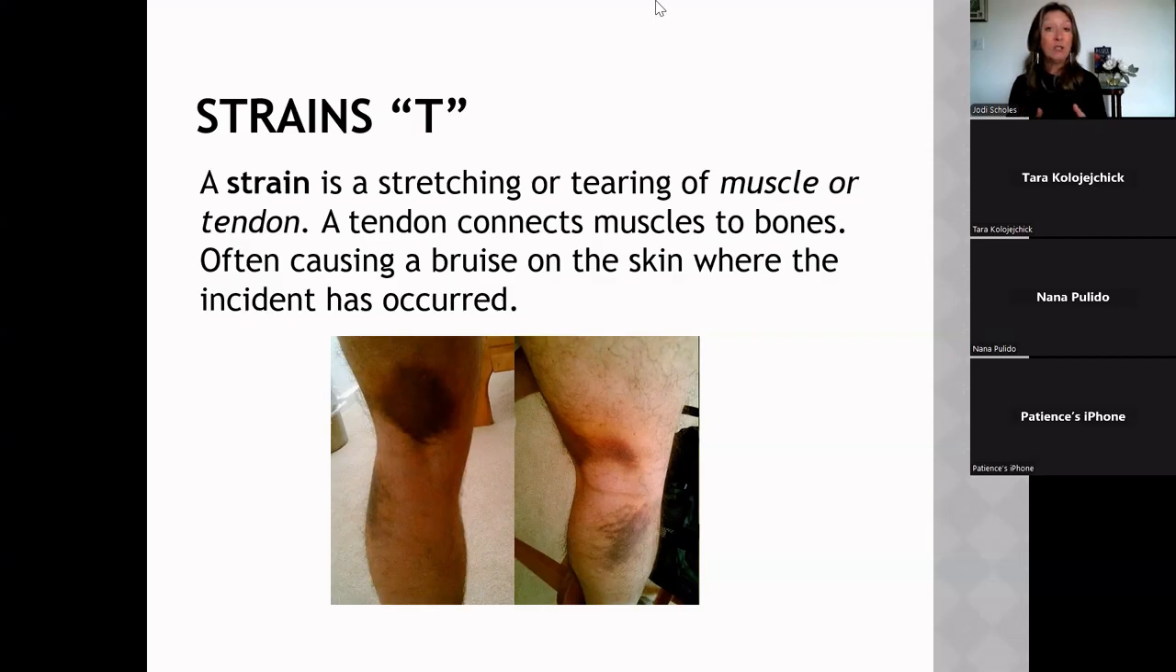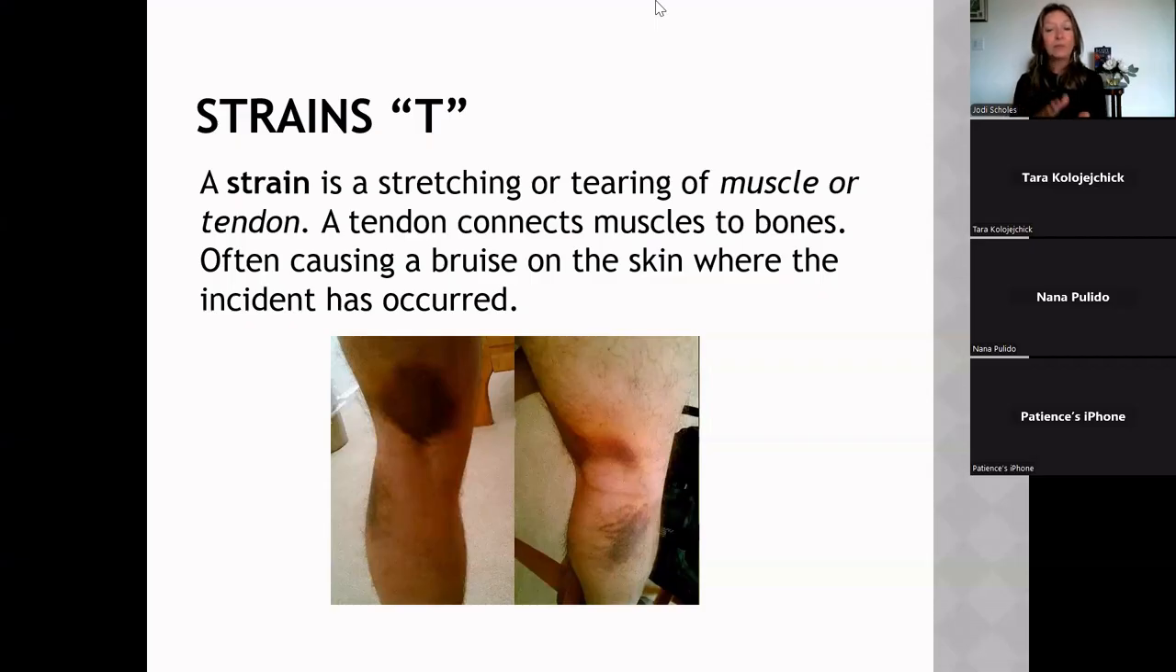Because muscles and tendons are more vascular, they have more blood in them compared to ligaments. Ligaments are more fibrous tissue. Tendons and muscles are more vascular. They have more blood flowing through them.